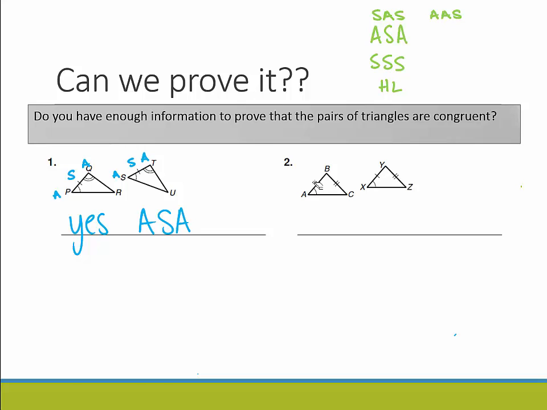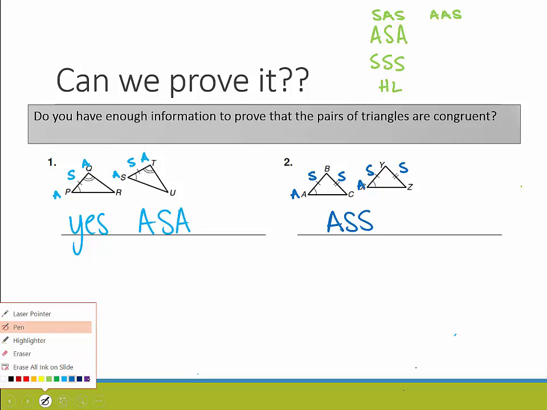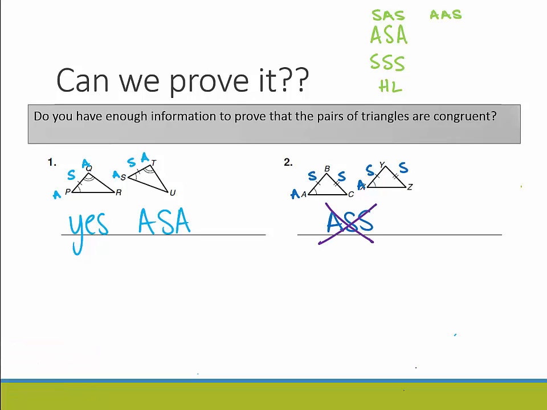So let's take a look at this one. We have an angle and a side, and then another side. An angle, a side, and another side. Unfortunately, ASS is not one of the theorems we get to use. If you have 2 sides and only 1 angle, it needs to be in between, like side-angle-side. So this one doesn't work. No, we do not have enough information.